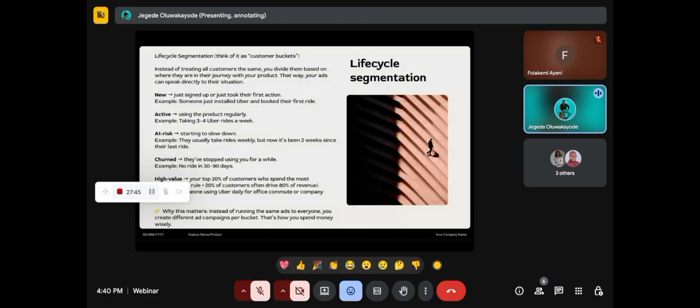Now, for new guys, people that just signed up or have taken their first action, maybe using the same case study of Uber, somebody that just signed up to Uber and has taken their first ride, we can categorize them as new. Now, active would then be people that use your product regularly. So, example again for Uber is people that ride 3 to 4 times a week. Let's use Gomela for instance, and I'm sure that you guys know about Gomela already, right? People that probably send out campaigns maybe twice a week can be categorized as active customers, right?